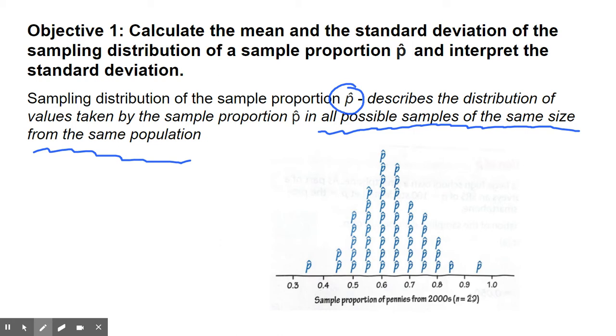This is an activity we would have done had we been in class, but I have a big jar of pennies. You're supposed to pick out 20, and count how many are from the year 2000 or above, and then out of the total, you get your proportion that way. So again, sample proportions. This would be a sampling distribution.